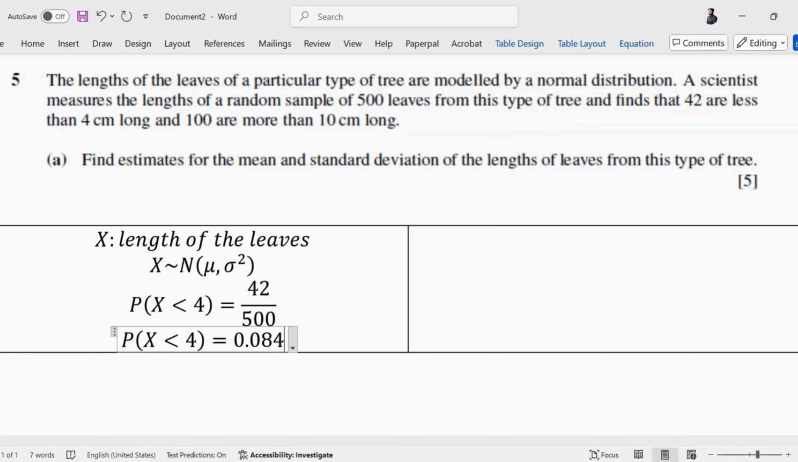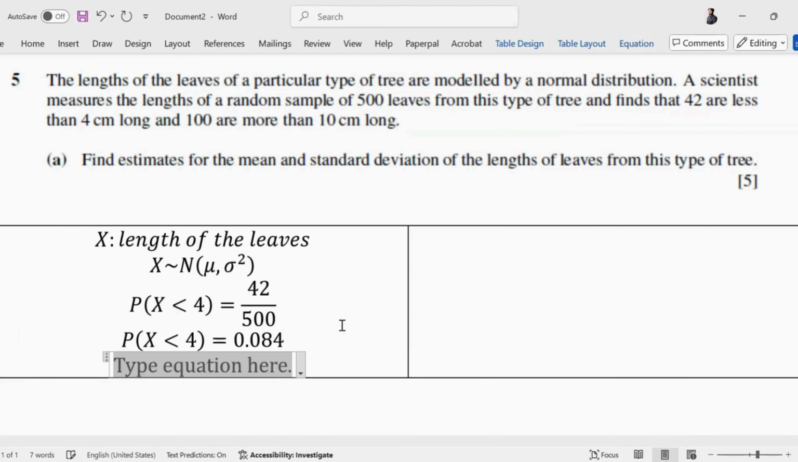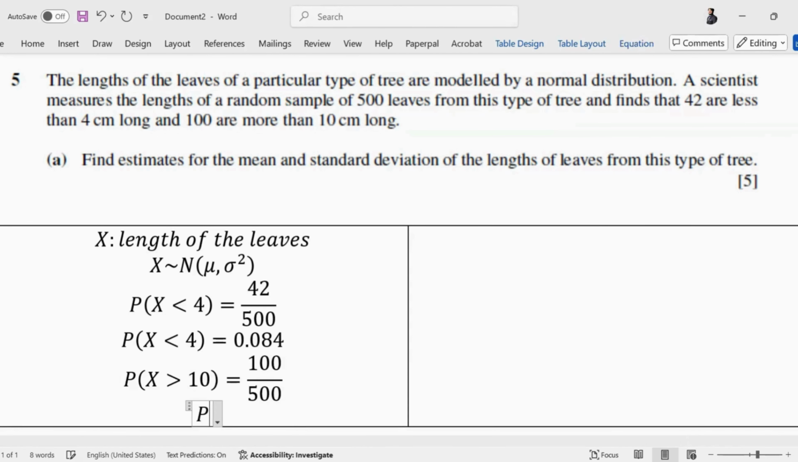And 100 are more than 10 centimeter long. So what do I know? The probability that X is greater than 10 is 100 upon 500, which is 0.200, or 0.2 is good enough. Is this clear? Yes. So these are the two values that you have.